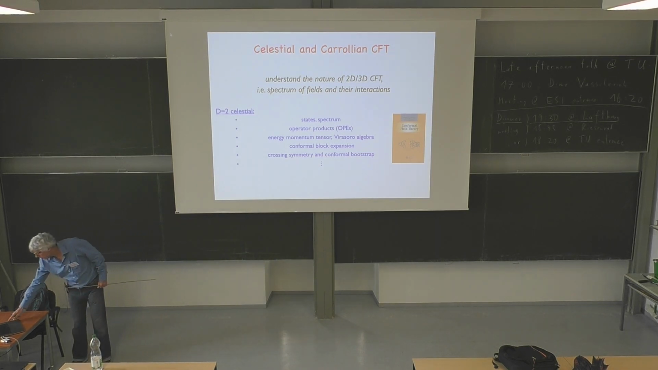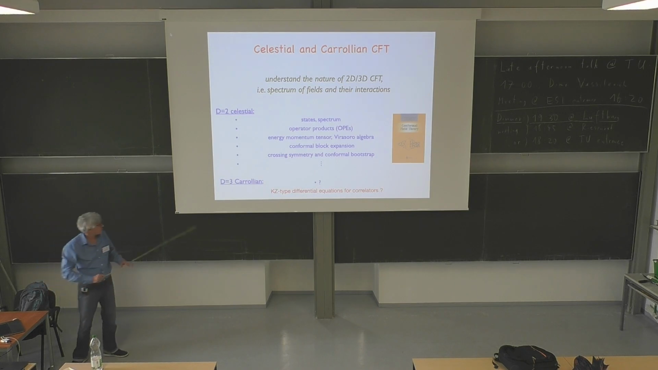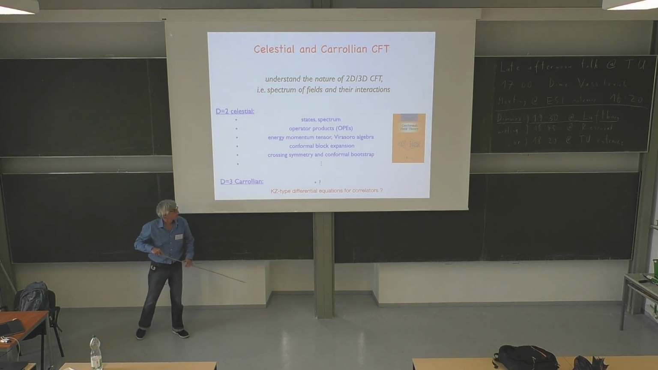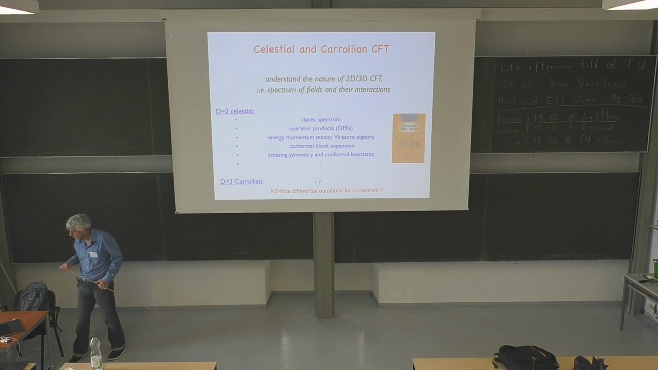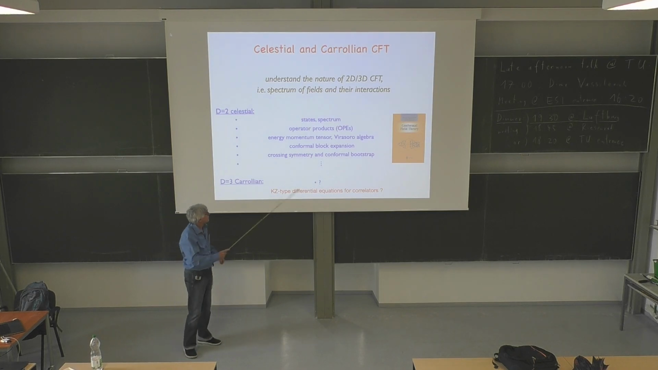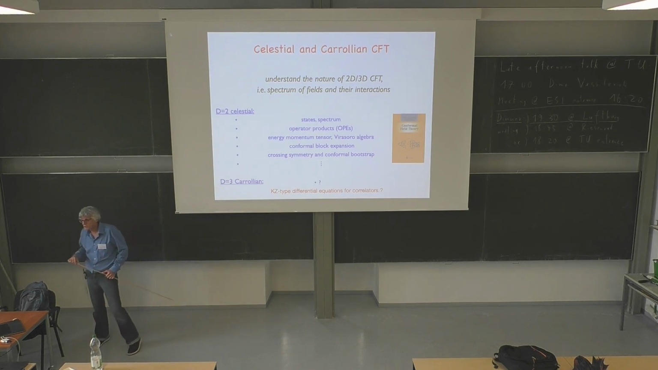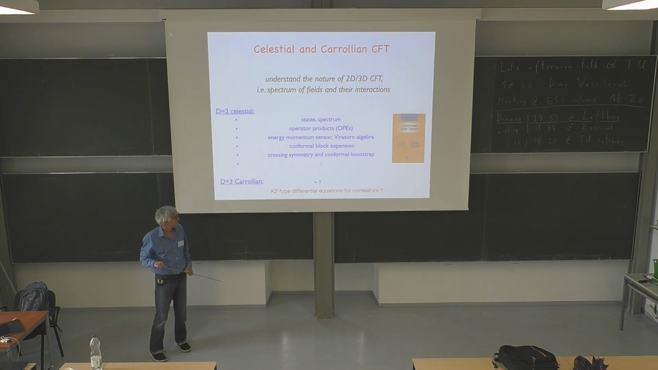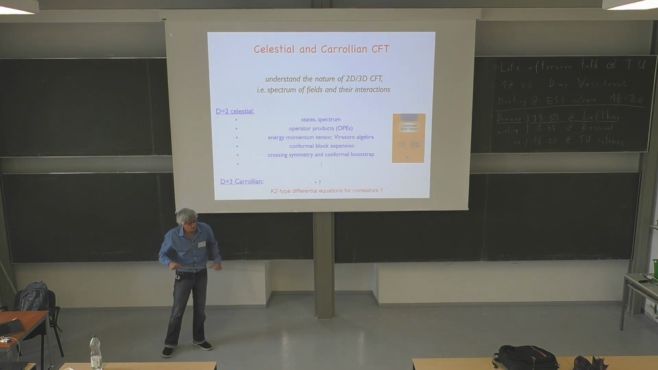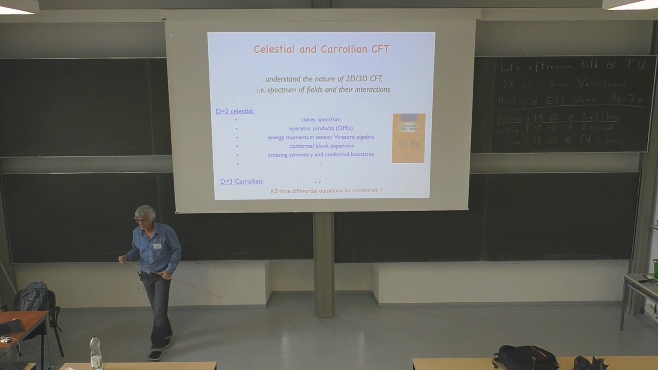At least I don't know much about three-dimensional Carrollian conformal field theory. What I would like to know is whether there are also some Knizhnik-Zamolodchikov type differential equations for correlation functions. I mean that, and I will show you why I'm particularly interested in this.